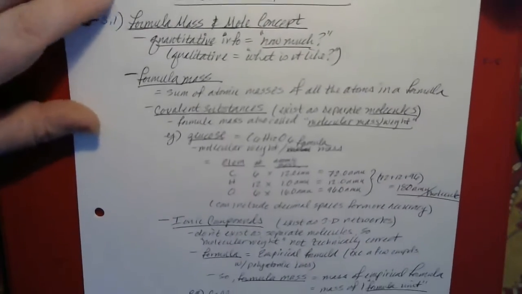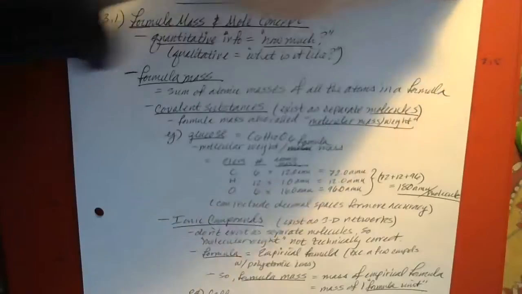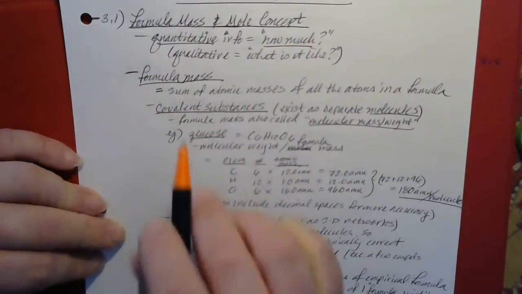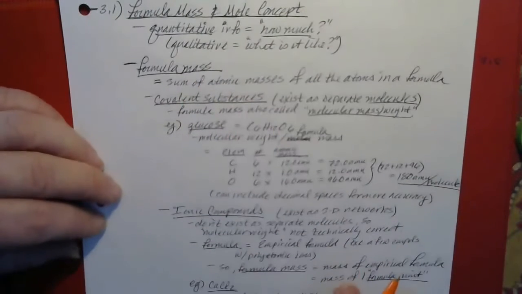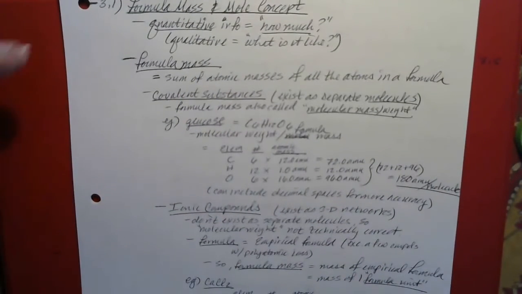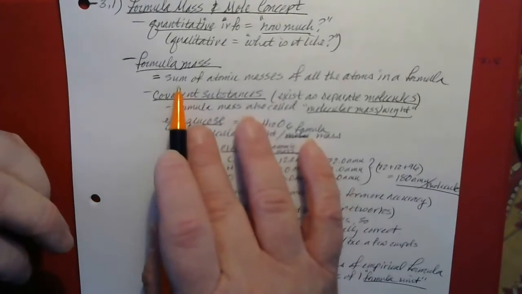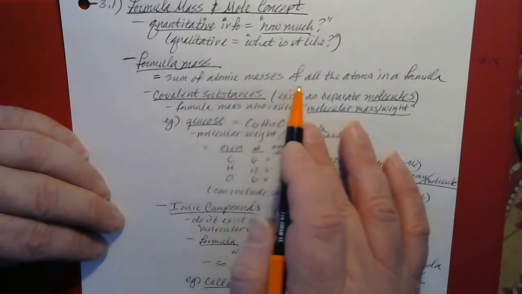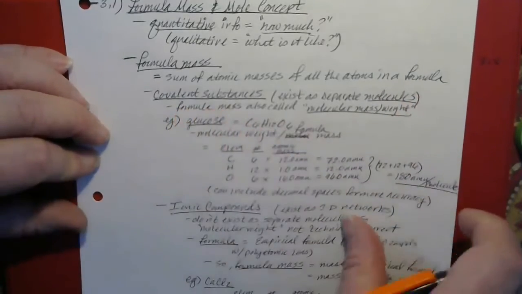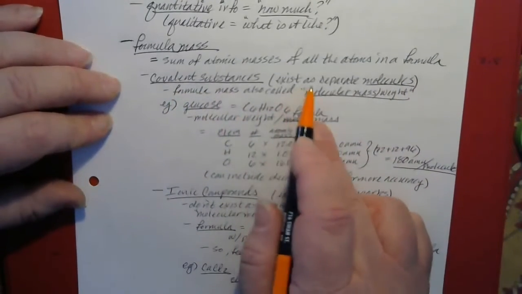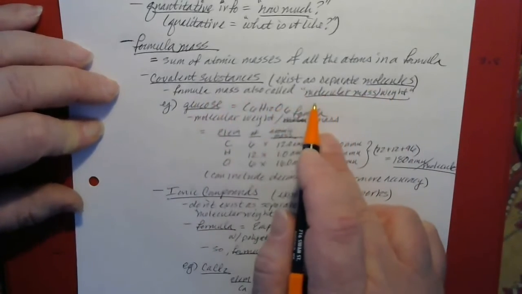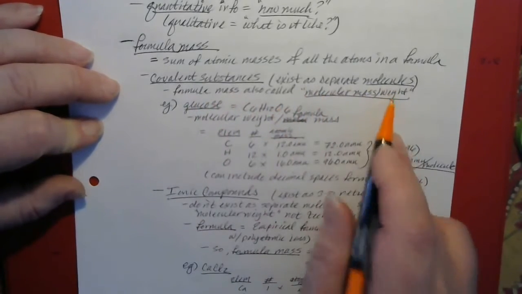The formula mass for a compound is something that we've actually gone over before, but it would not hurt to review it. The formula mass would be based on the molecular formula or the formula unit for an ionic compound. And it's just the sum total of all of the atomic masses of all of the atoms in the formula. So for covalent substances, substances in other words that exist as separate molecules, the formula mass is also known as molecular mass or molecular weight.